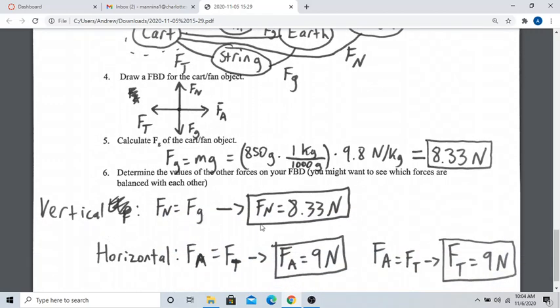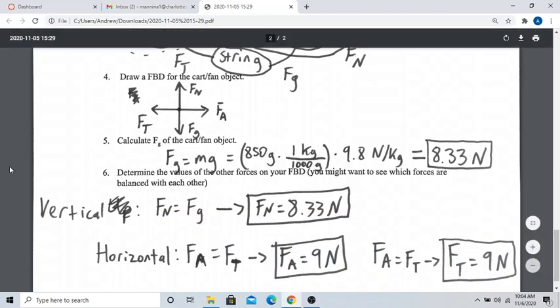So in this case, if I'm going to write out my conditions, well, vertically speaking, up equals down. So the normal force acting from the track is going to equal the weight of the cart. So Fn equals Fg. Well, guess what? We already know what the weight is. We just found it. So if Fn equals Fg, that means the normal force of the track on the fan cart is also 8.33 newtons. All right? And again, we're just using our balancing conditions to figure that out.